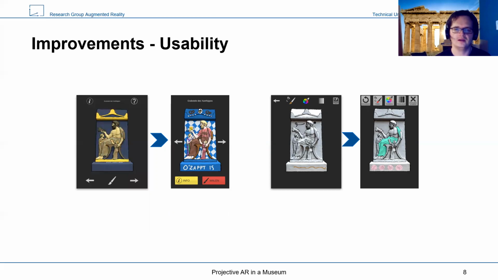For example, we improved the usability. The second picture on the left shows at first our Bavarian version, but also buttons at the bottom to switch between the information and the creativity mode. And the two pictures on the right side are representing changes in the UI. So we changed the design of the buttons.